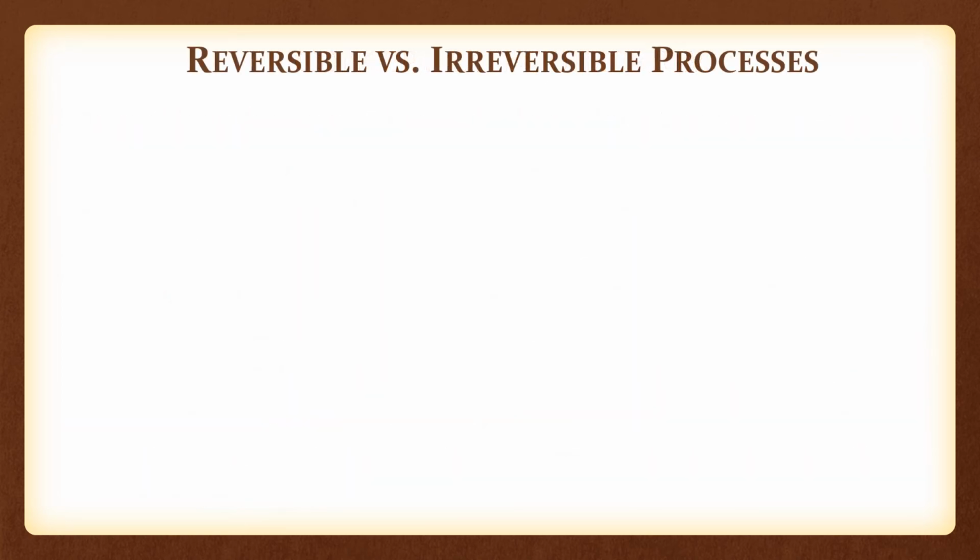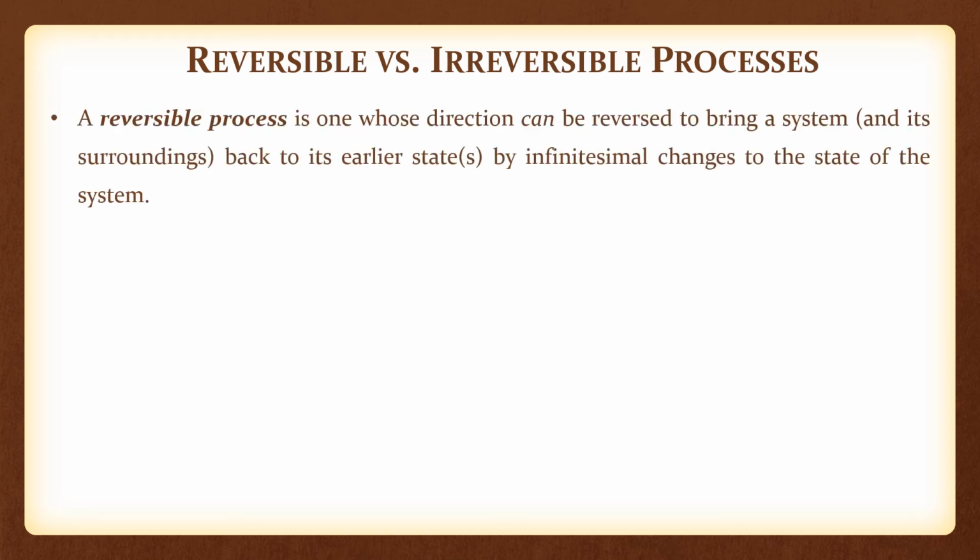Now finally, a very important idea: reversible versus irreversible processes. A reversible process is one whose direction can be reversed to bring a system, and importantly not just the system but its surroundings as well, back to the earlier states. So you go through a path, you can exactly retrace the path, and you can bring the system and the surroundings back to the original state by infinitesimal changes to the state of the system.